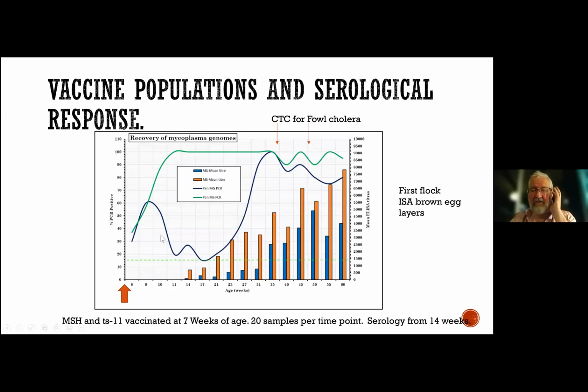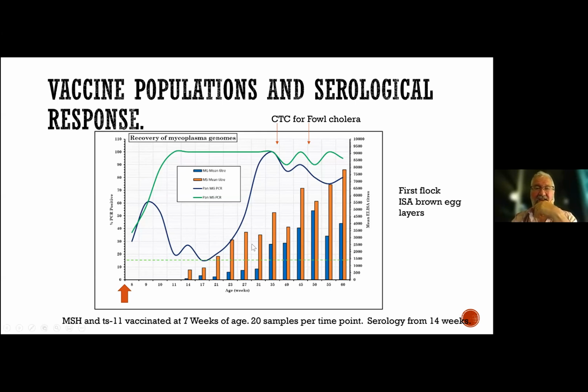So here's a longitudinal study we did recently, and we gave them MG and MS. And you can see here that we could find the vaccines in them fairly easily at 2 weeks after vaccination, at 7 weeks. And then MS kept going up and going across, whereas the TS11 became very difficult to find, and it didn't start to actually increase again until very close to the beginning of lay. And the same with serology for MG and MS. They remained seronegative. Well, MS started at 21 weeks and MG didn't become seropositive until 35 weeks.